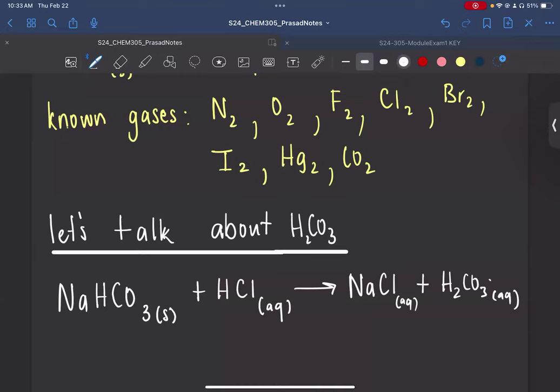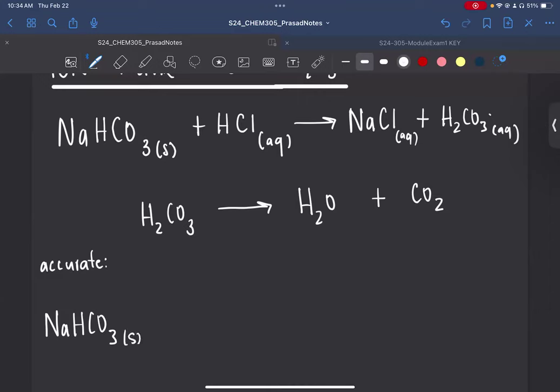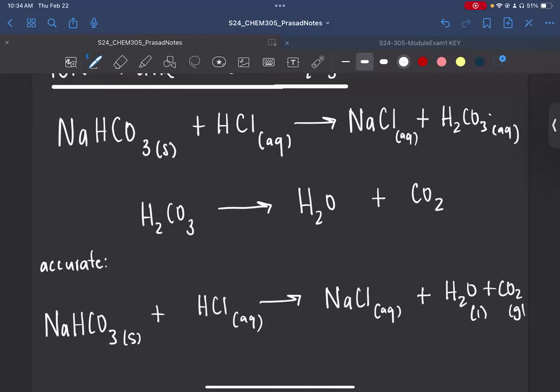Something weird happens when H2CO3 is formed in a laboratory setting. H2CO3, when it is formed, will immediately decompose to H2O and CO2. H2CO3 will always decompose to H2O and CO2. So the more accurate way to write the reaction above, NaHCO3 solid plus HCl aqueous gives us NaCl aqueous plus H2O plus CO2, and you know those individual state symbols.